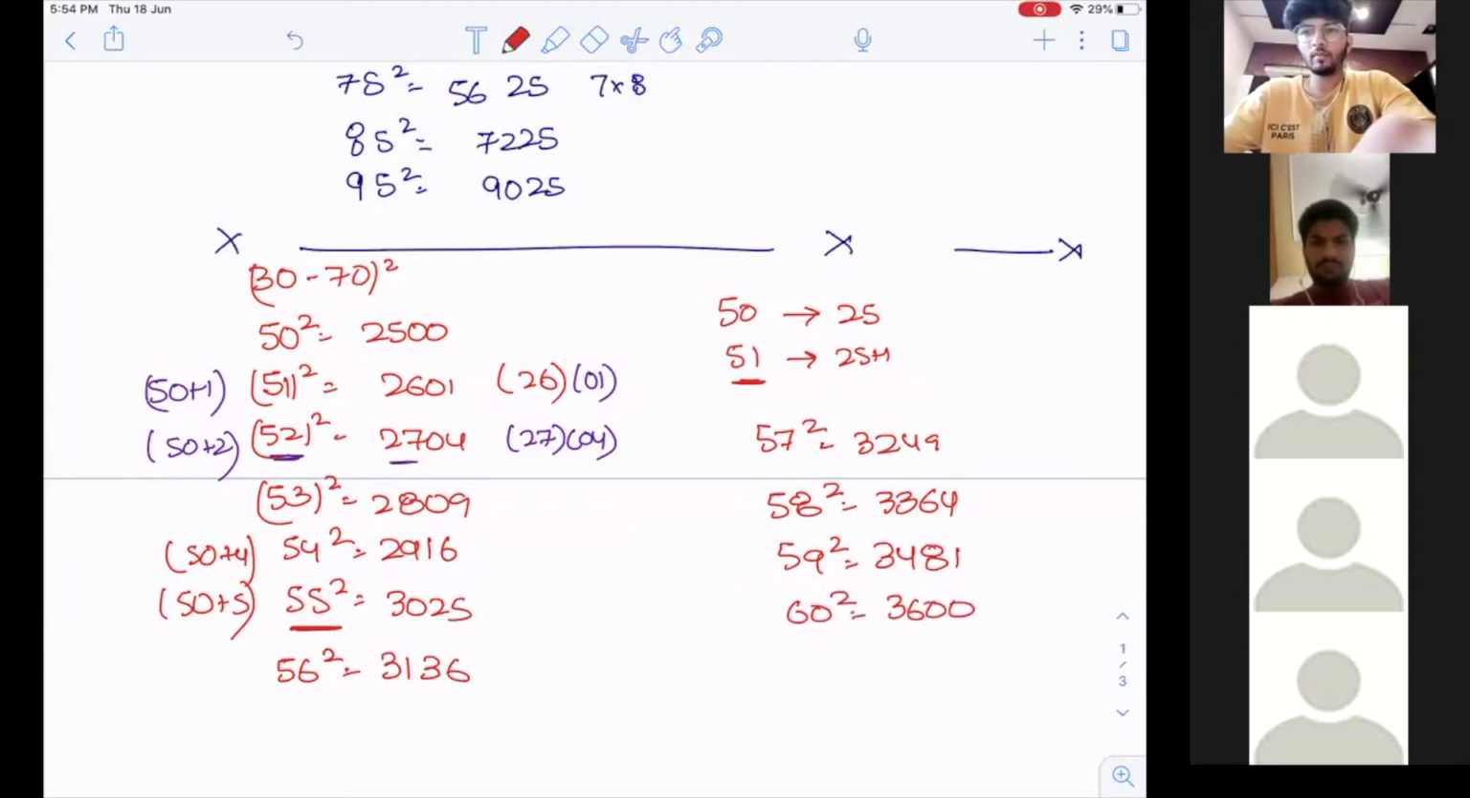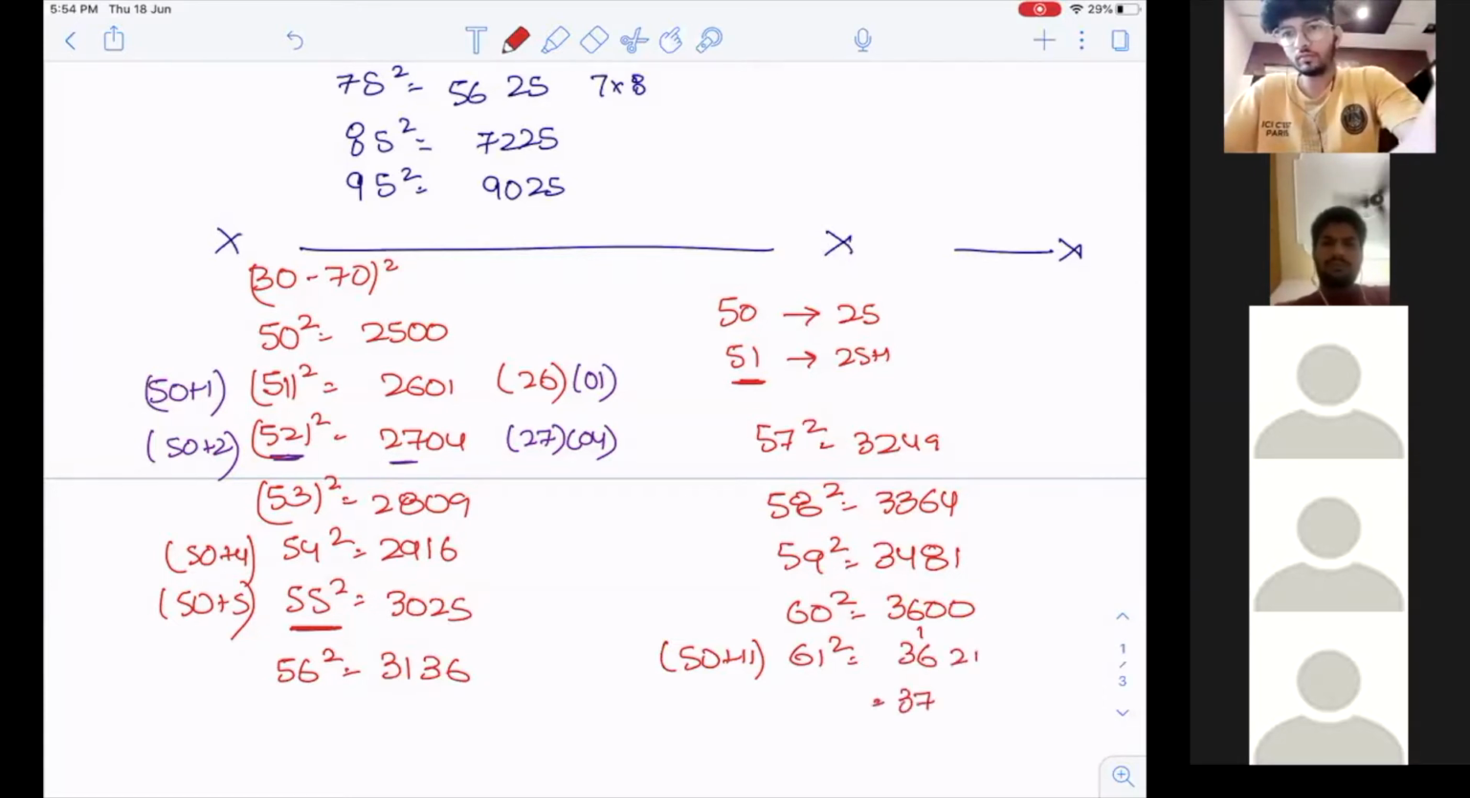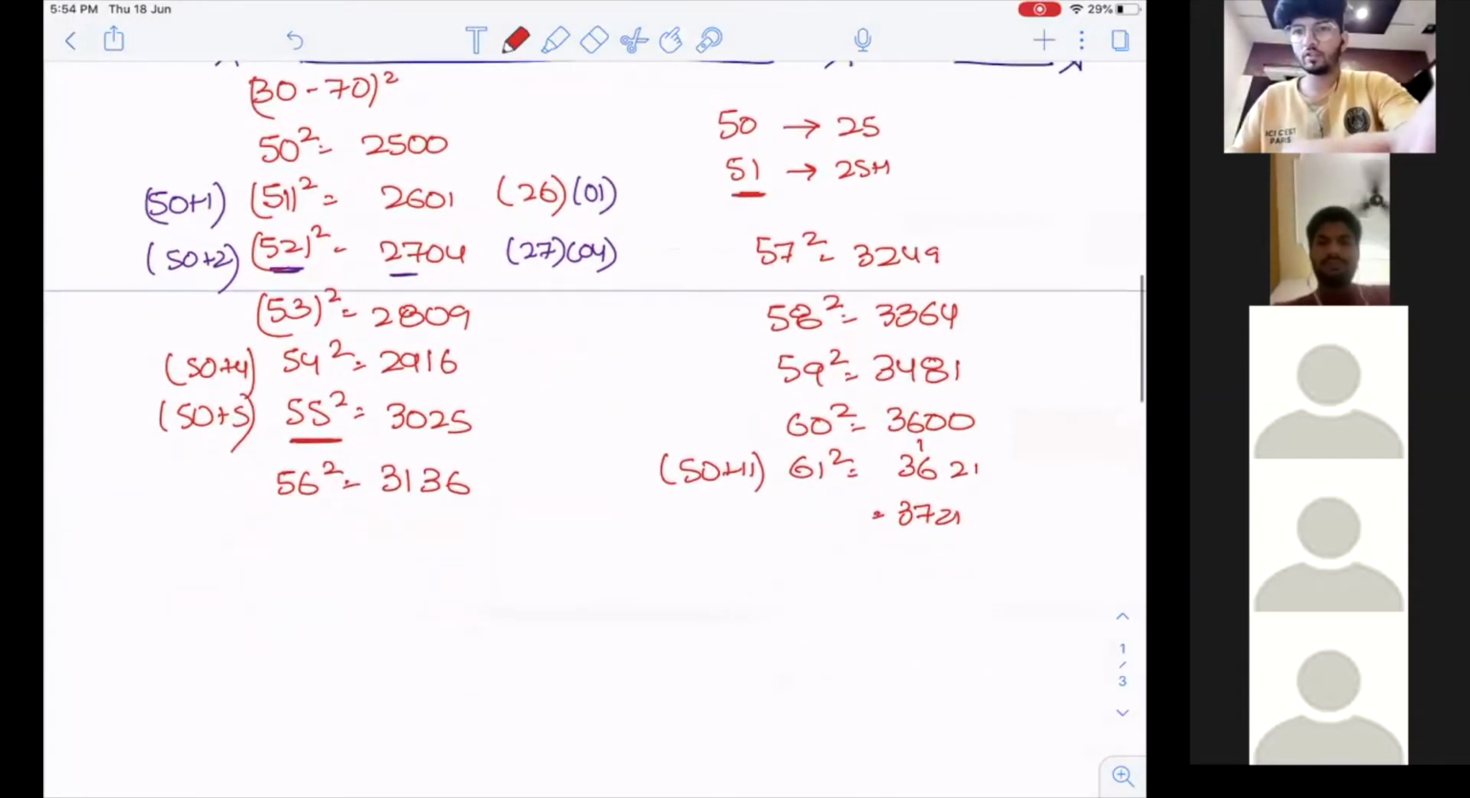3600. I will not do anything more. 61 square. Now that is where you might just have a problem. So let me do it. What is 25 plus 11? Right, everybody. 25 plus 11. 36. What is 11 square? 121. So 21 behind, 1 carries forward, 3721. Clear or not? Yes, sir. Is it clear, everybody? Clear? Similarly, 62 square. Now, Krishna, could you please tell me 62 square?